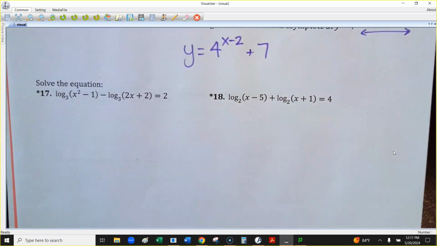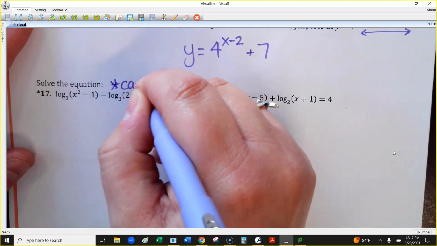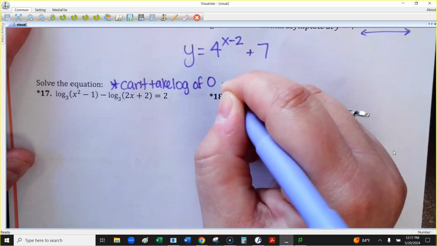Now I just want to write, before we do this: you can't take the log of 0 or a negative.